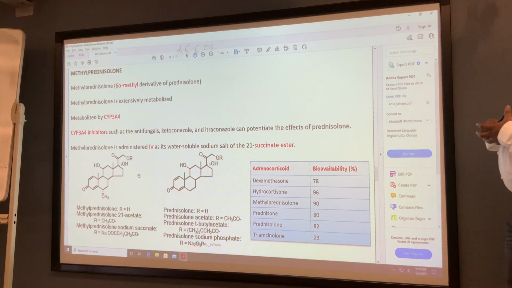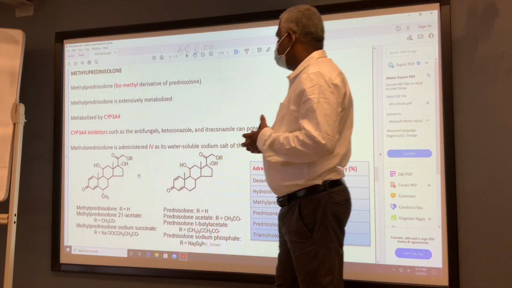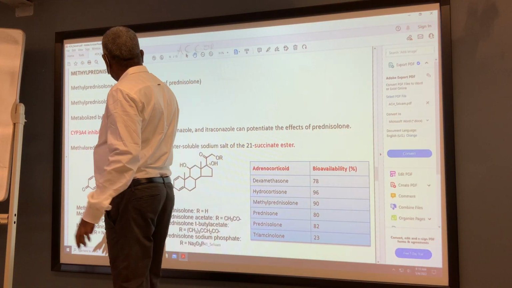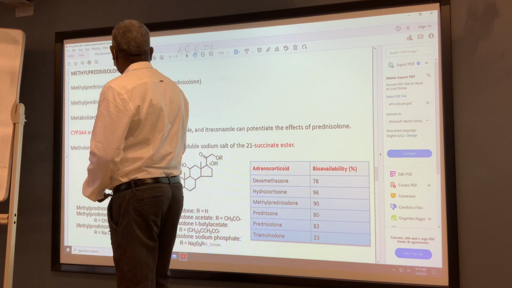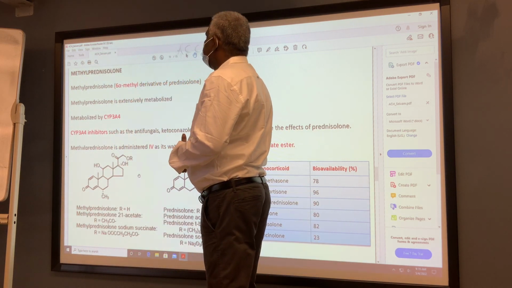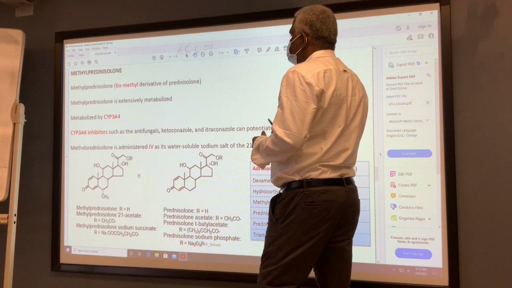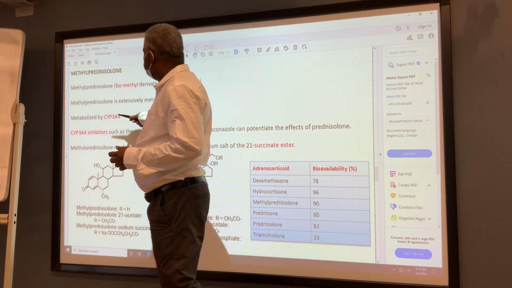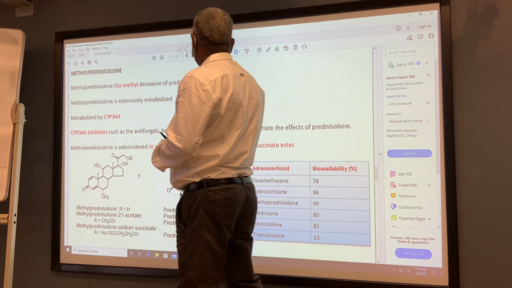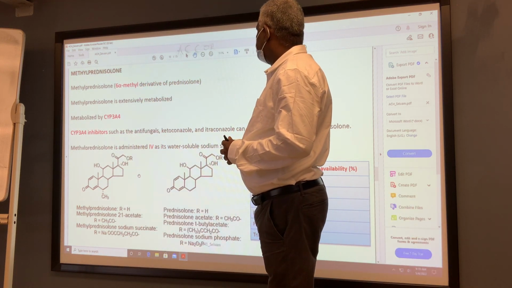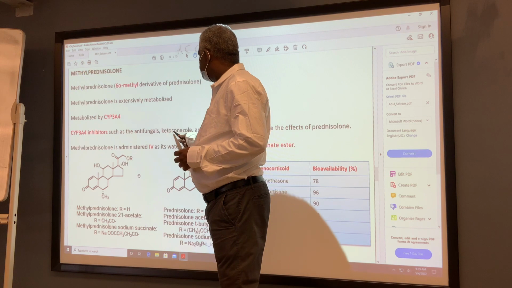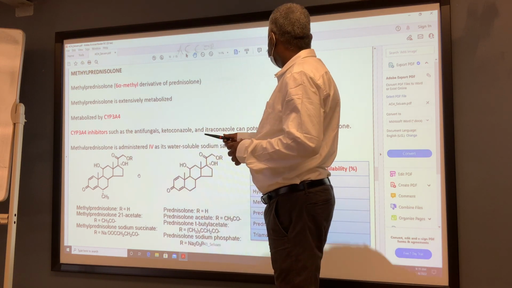Methylprednisolone. The compound has an additional methyl group at carbon number 6 with alpha stereochemistry. The 6-alpha methyl substitution is attached. It undergoes extensive metabolism by cytochrome 3A4. So whenever you have a combination with 3A4 inhibitors, antifungals like ketoconazole or itraconazole.